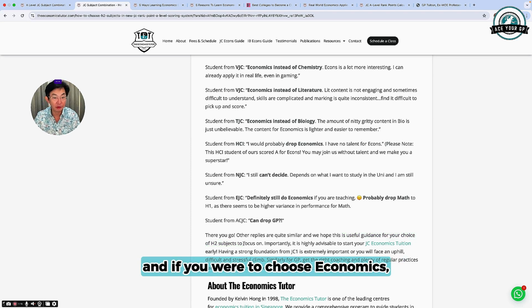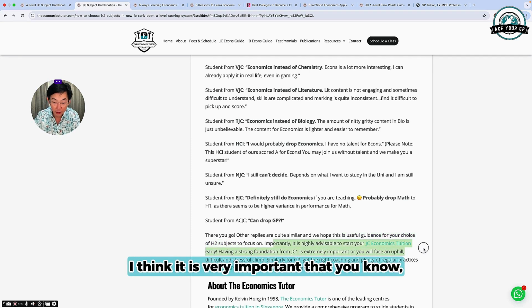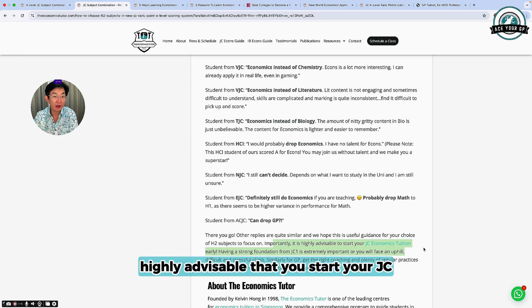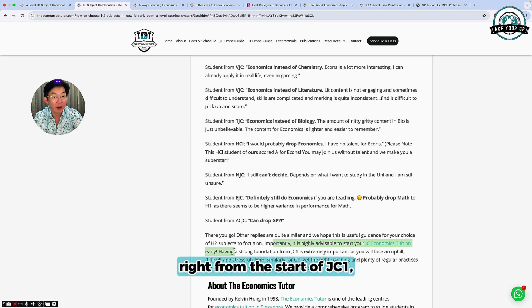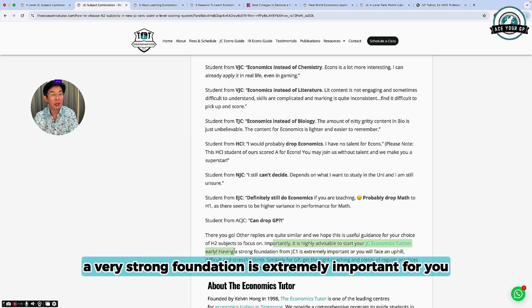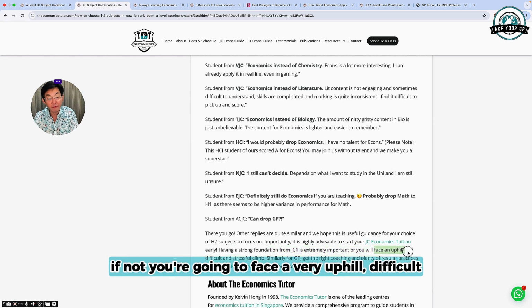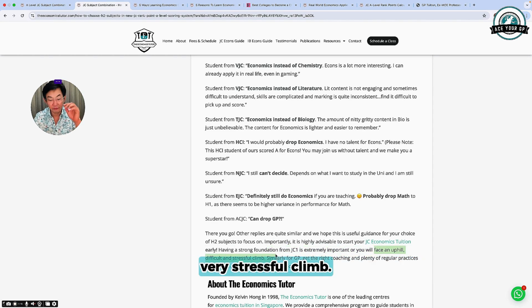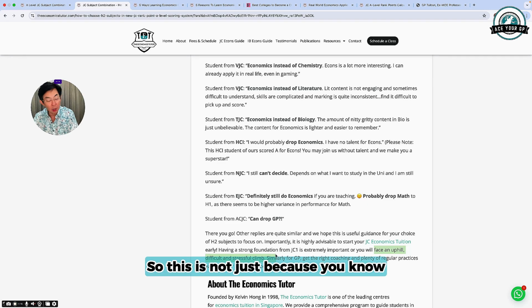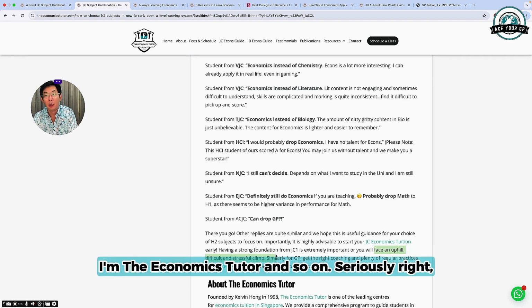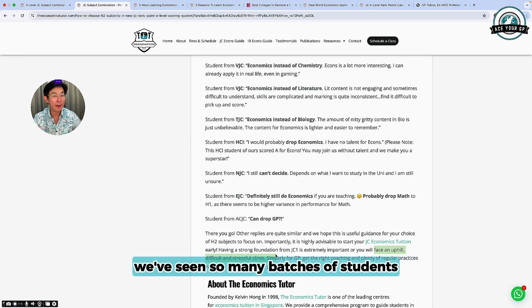And if you were to choose economics, I think it is highly advisable that you start your JC economics tuition right from the start of JC1. A very strong foundation is extremely important for you. If not, you're going to face a very uphill, difficult, very stressful climb. This is not just because I'm the economics tutor. Seriously, we've seen so many batches of students.